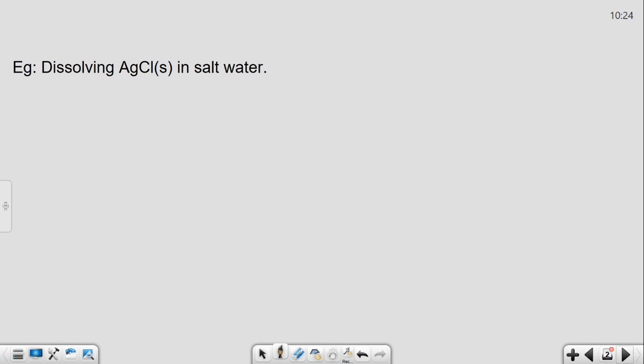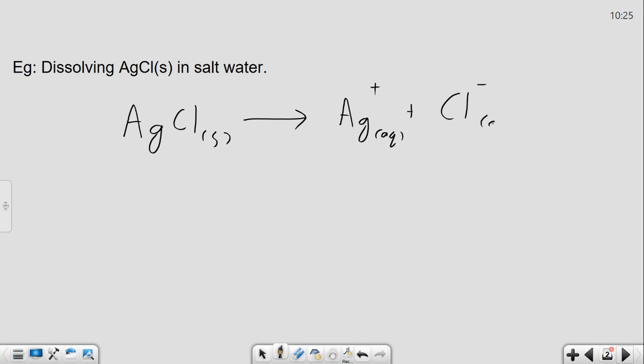So our example: dissolving silver chloride in salt water. So here's silver chloride. It should be giving us silver ions plus chloride ions, right? Both aqueous. But if it's salt water, that means chloride is already there. I've already got a bunch of chloride from the salt I've added, sodium chloride. So what I'm effectively doing when I add the sodium chloride is increasing the chloride concentration.